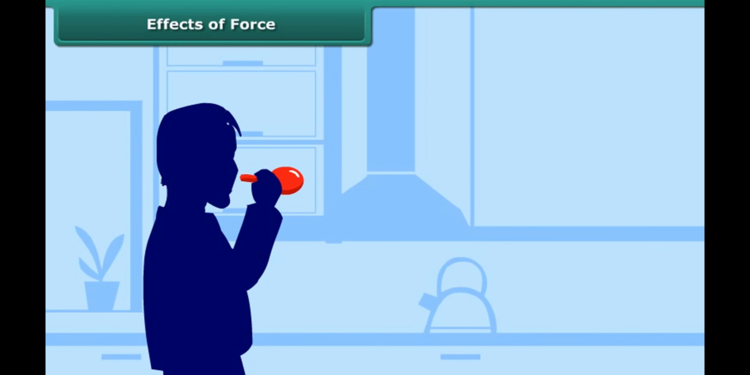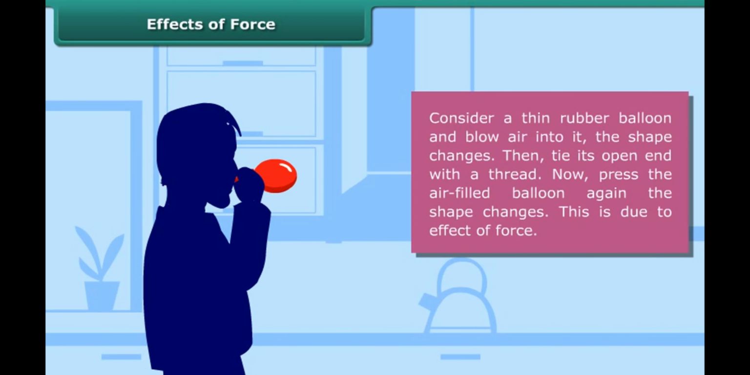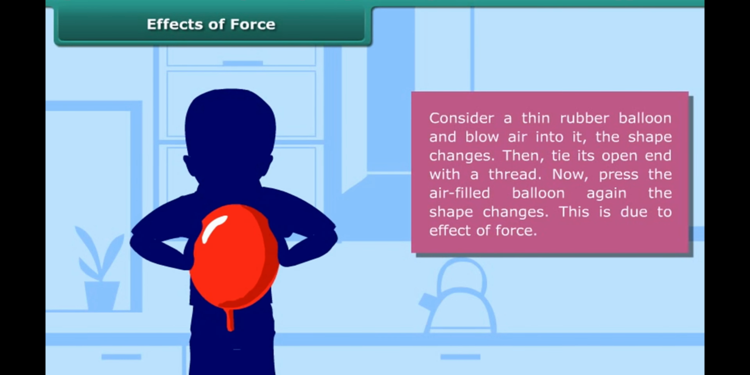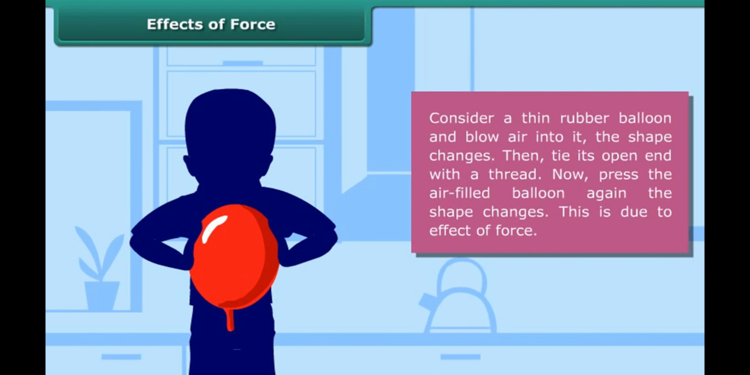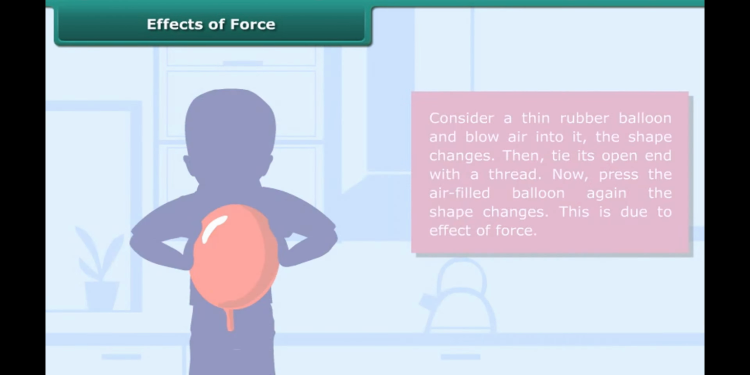Effects of force. Consider a thin rubber balloon and blow air into it. The shape changes. Then tie its open end with a thread. Now press the air-filled balloon. You will see again the shape changes. This is due to the effect of force.